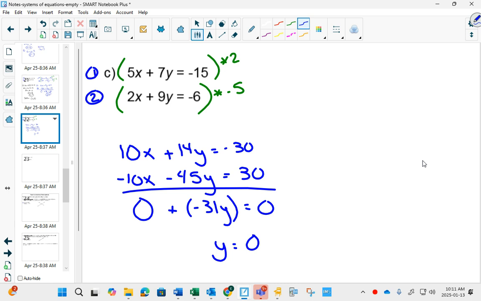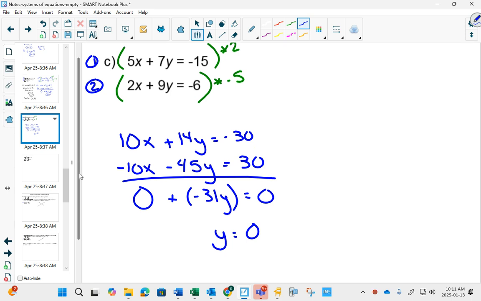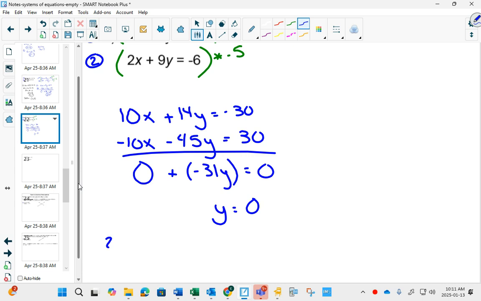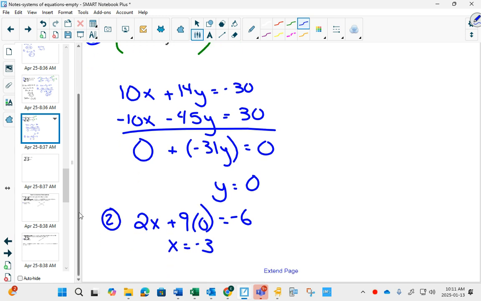So I can choose to plug that into equation 1 or equation 2. I'm going to choose equation 2 because the numbers are smaller. 2x plus 9 times 0 equals -6. Then divide both sides by 2, and x is equal to -3. So my solution: my x coordinate is -3, my y coordinate is 0.